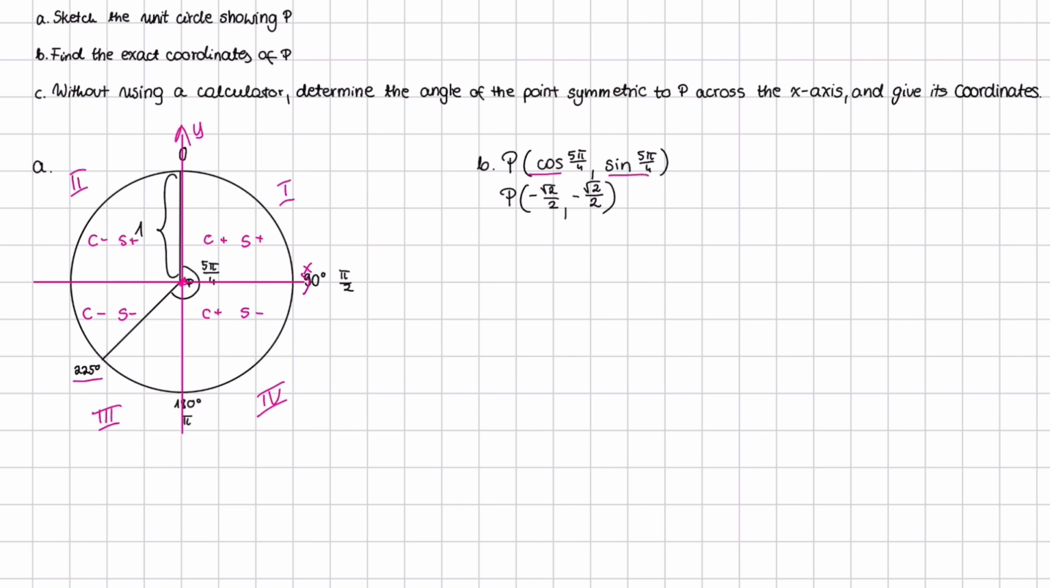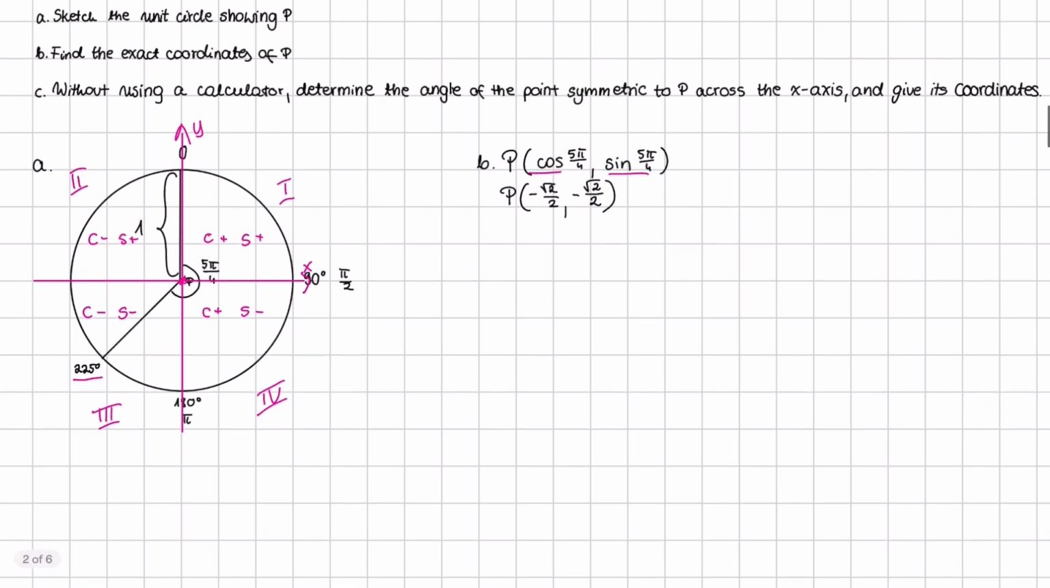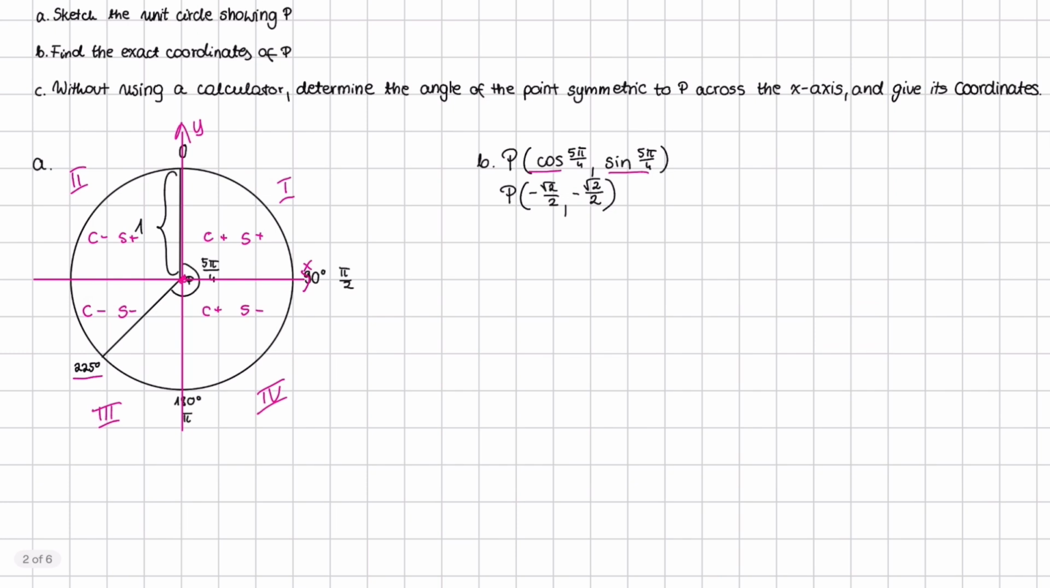And we know that our angle is 225 degrees, so 5 pi over 4. And we have to determine the angle of the point symmetric to P across the x-axis. So our angle, let's take another color, is in here. This is our angle. So it's symmetric across the x-axis. So it will be in here.